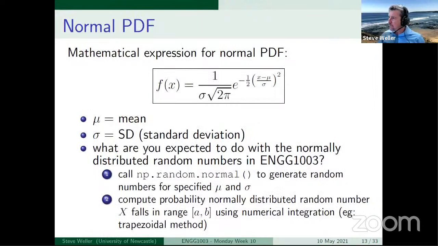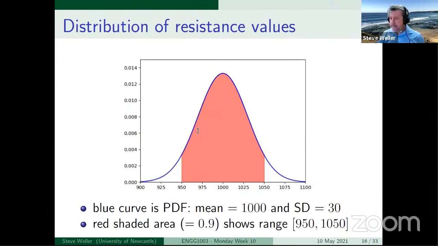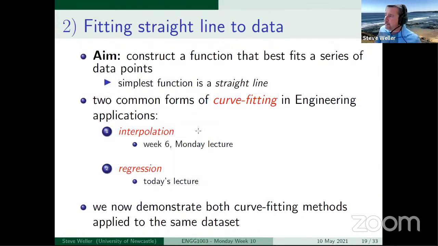If I were to ask you how to use these random numbers in some sort of assessment item, it's not about mathematics, it's about using Python to generate those random numbers and then using a numerical integration tool like a trapezoidal method to compute numbers. So I guess it is using mathematics, but it's not sophisticated mathematics dealing with that function. It's being able to specify that function as a Python function and then use numerical integration to compute the area if you needed it. Okay, that's the first part of today's lecture.